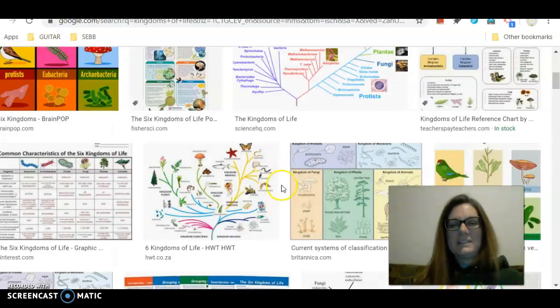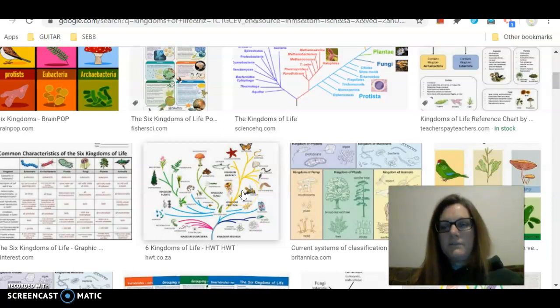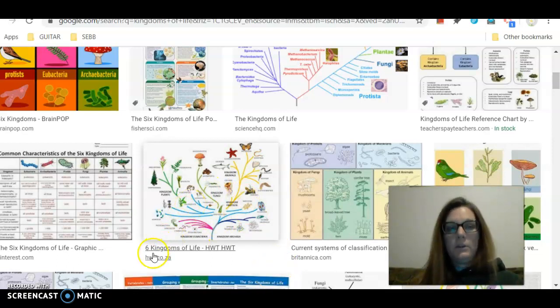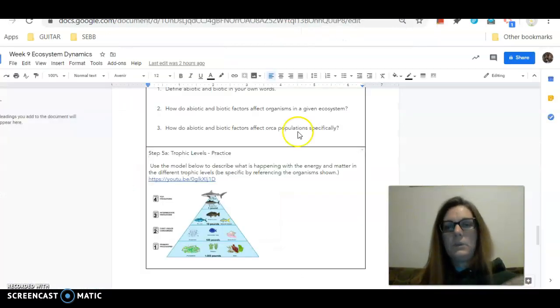Okay, I wanted to give you guys an example. So remember how we did the 5 kingdoms of life last year? And remember how we used our hand? Here's another image of the kingdoms of life, and they're calling it 6. So my point is, this week with trophic levels, you might see different images. Just use this one here, okay?